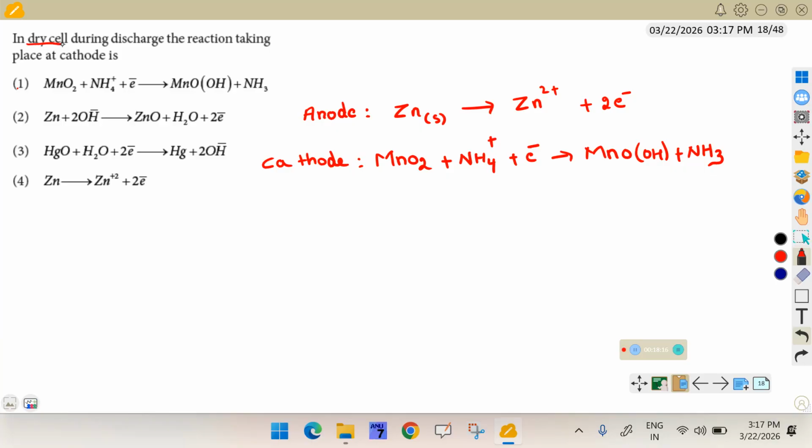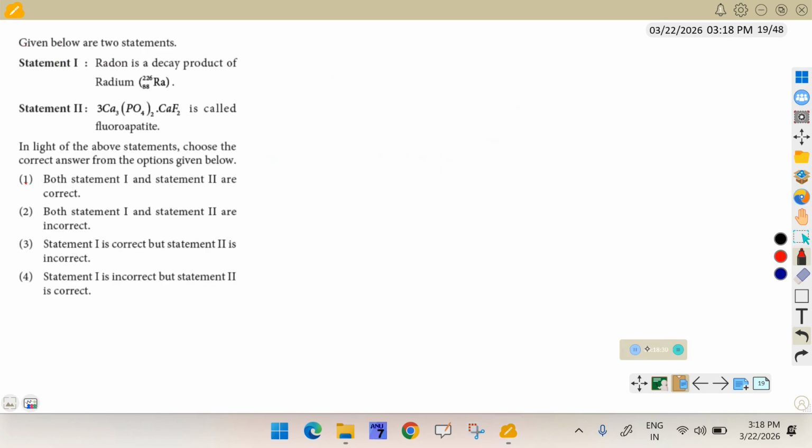In a dry cell, during discharge, the reaction taking place at the cathode. What is the cathode reaction? The first one is the cathode reaction. Statement 1. Radon is a decay product of radium. Yes, radon is a decay product of radium. Correct. Ca3(PO4)2 taken thrice, dot CaF2 is called fluoroapatite. Yes, this is also correct. Statement 1, statement 2, both are correct.